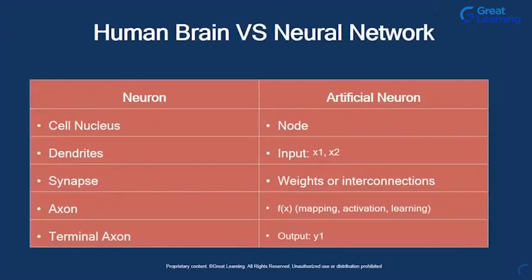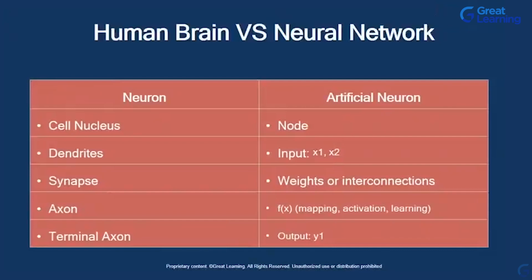In the human brain, we have dendrites, right? In the artificial neural network, we can replace them with the input layer. That's the inputs, right? X1, X2, X3. In the human brain, we have synapses. So how can we replace synapses in the artificial neural network? In that case, we use weights or interconnections. These weights and bias help us to calculate on the inputs. This is the main part of an artificial neural network.